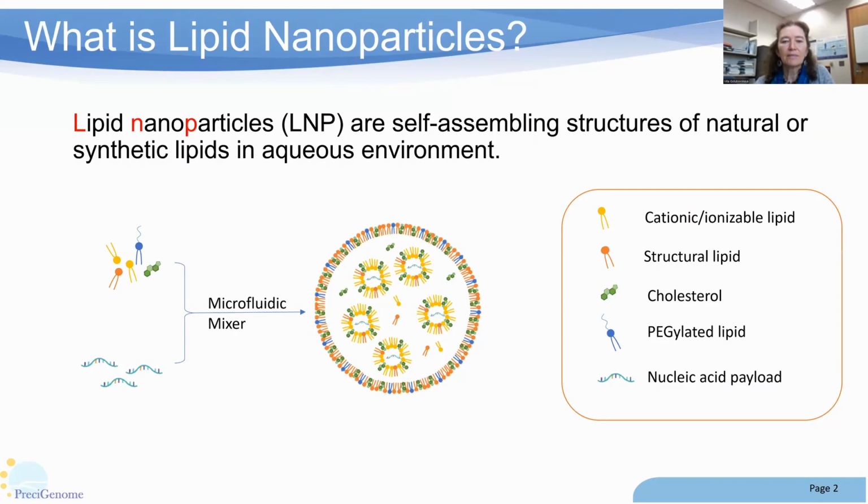So first, what are lipid nanoparticles? Lipid nanoparticles are self-assembling structures of natural or synthetic lipids in aqueous environments. The lipids have hydrophilic head groups and hydrophobic tails. When they are dispersed in water, they self-assemble together to form a lipid bilayer structure. With the help of cationic or ionizable lipids, nucleic acids such as DNA or mRNA can be packed inside the aqueous interior of the structure. This is an illustration of the self-assembling process under microfluidic mixing methods.